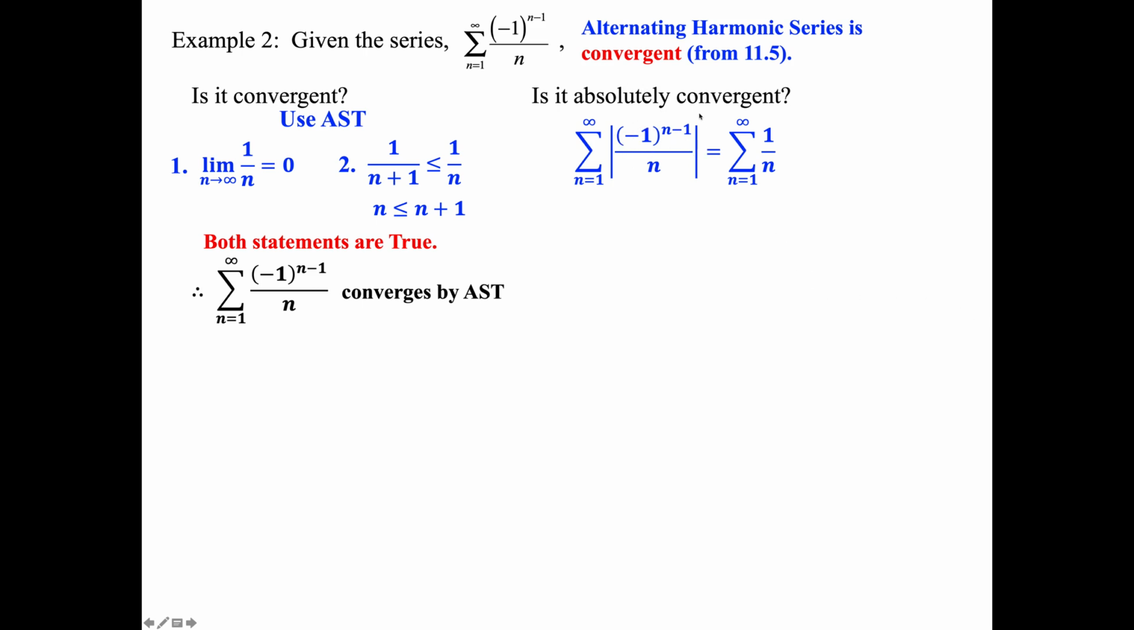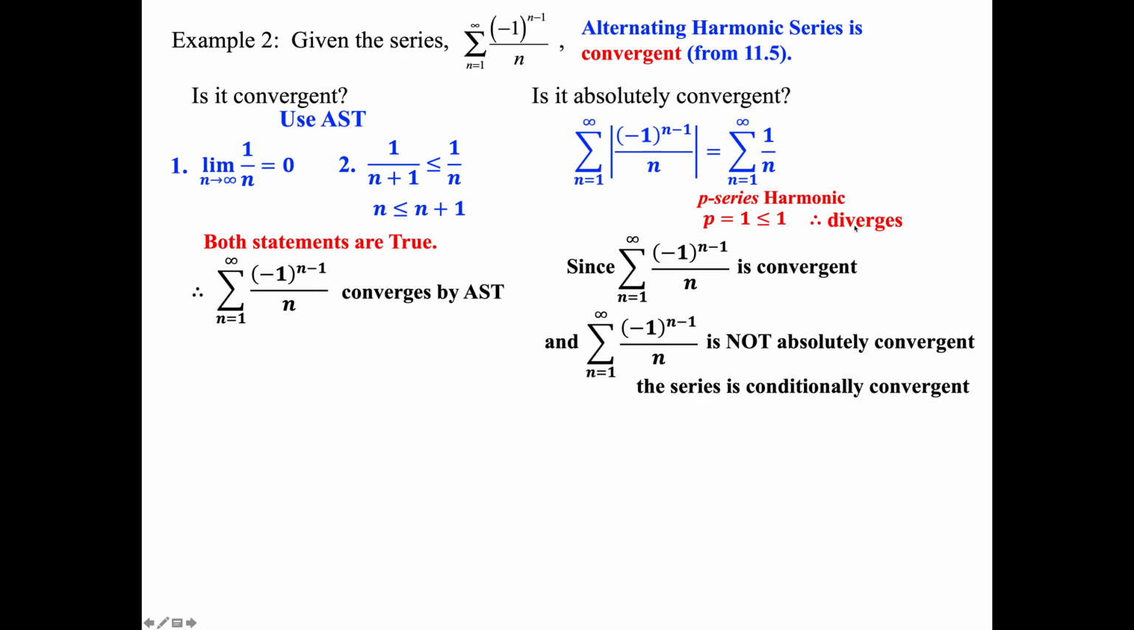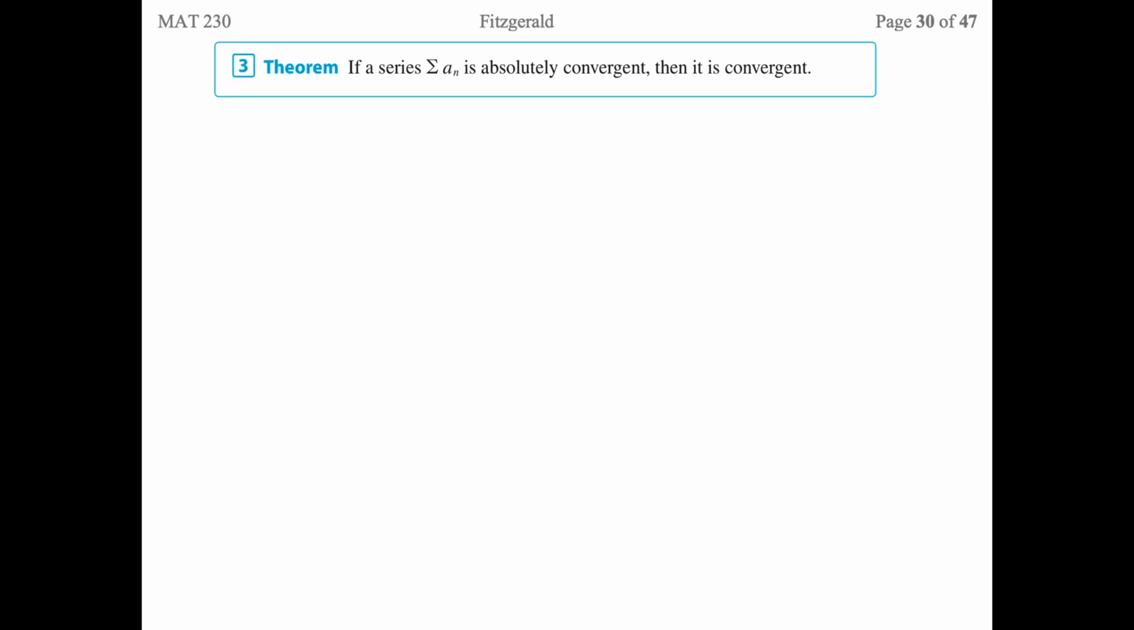Put absolute value bars, it becomes 1 over n, and we know that's a p-series, or a harmonic series. P is equal to 1, less than or equal to 1. This diverges. So since our series is convergent by the alternating series test, however, it is not absolutely convergent. So therefore, we're going to call this series conditionally convergent.